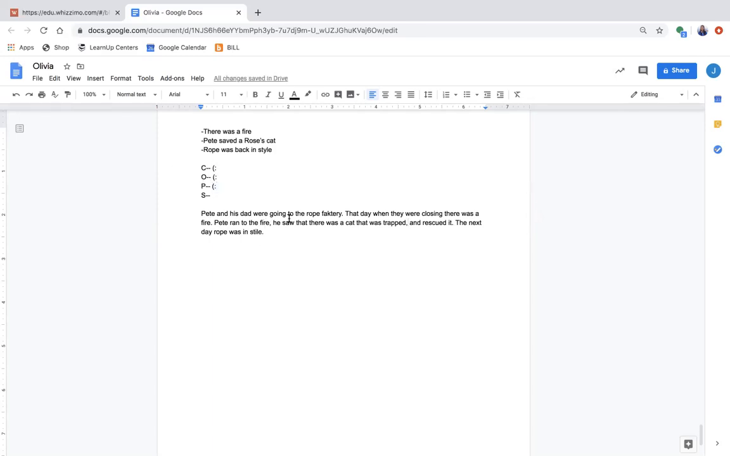Pete and his dad were going to the rope fact... I didn't know we were going to do the highlighting thing. Oh, I forgot. I'm so sorry. Yeah, we're supposed to highlight, but let's just go over it. I knew that one was wrong, but I tried to sound it out. Thank you. So what would it be instead of a K? A C. Good job. And then you have Turi. I want Tori. Factory. O-R. Good job.